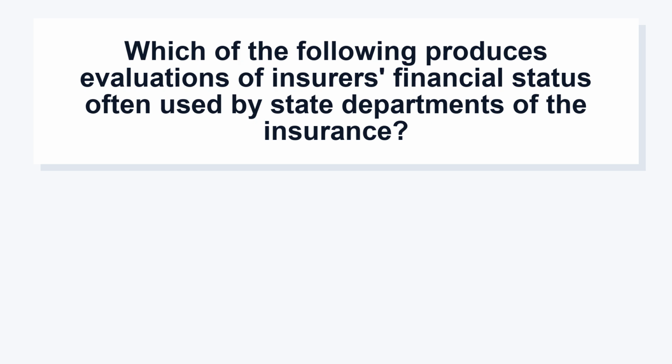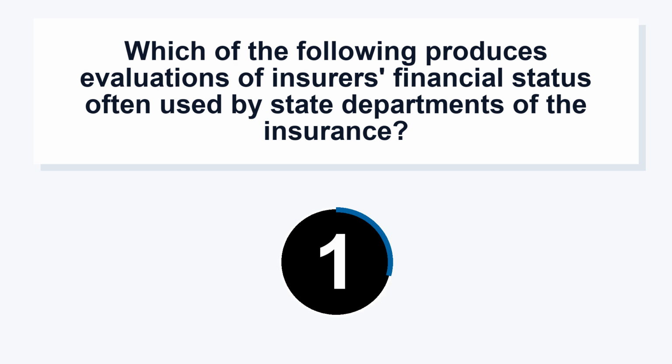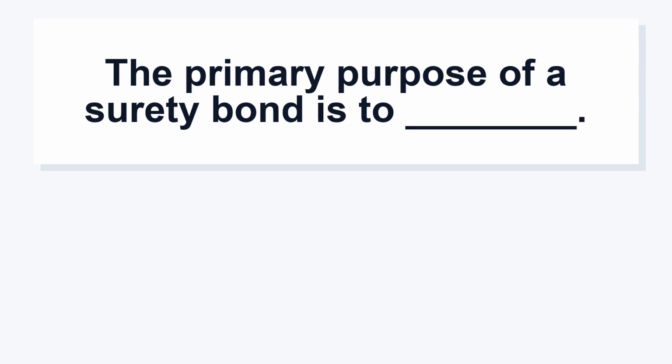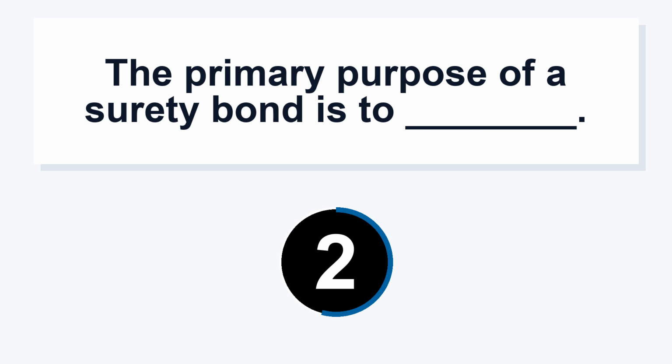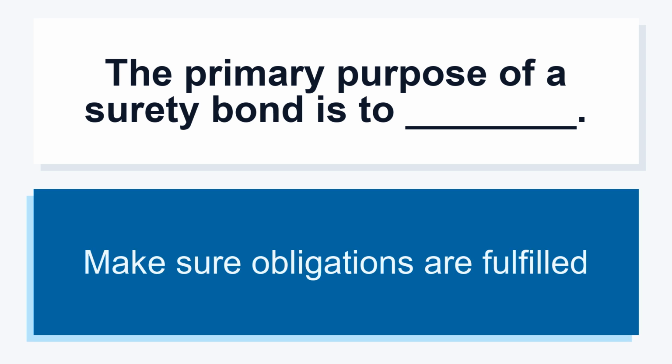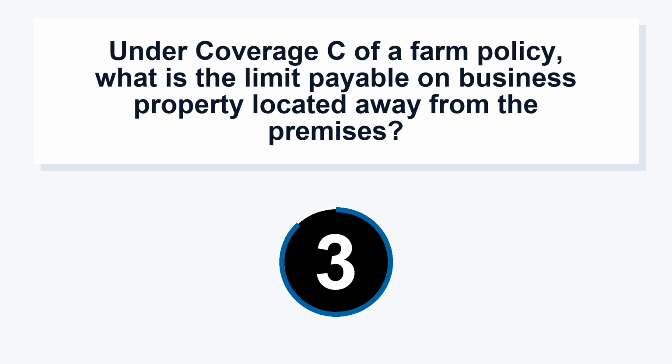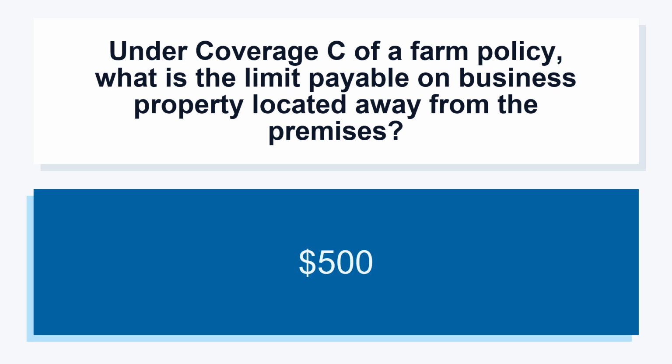Which of the following produces evaluations of insurers' financial status often used by state departments of insurance? AM Best. The primary purpose of a surety bond is to make sure obligations are fulfilled. Under coverage C of a farm policy, what is the limit payable on business property located away from the premises? $500.